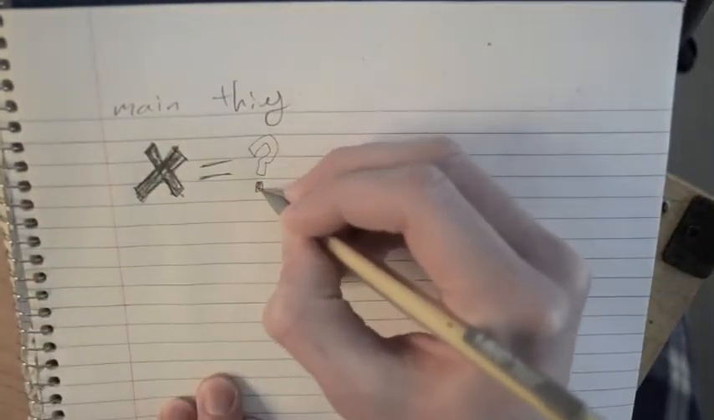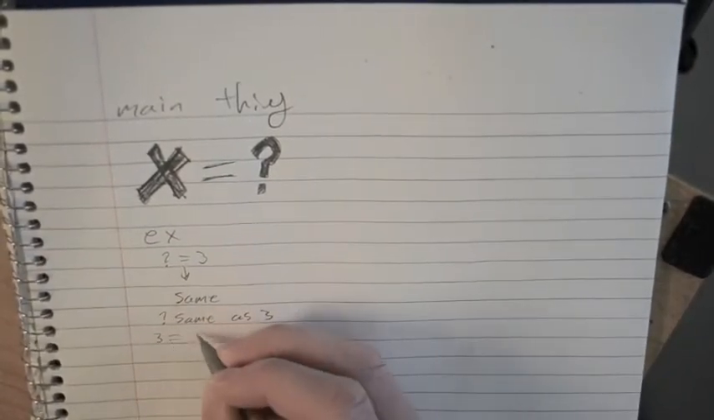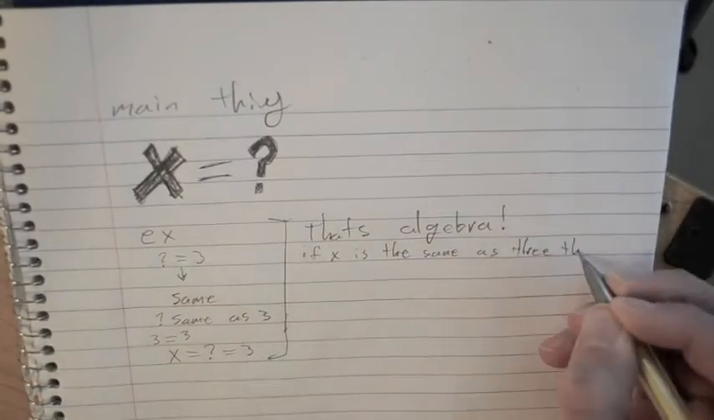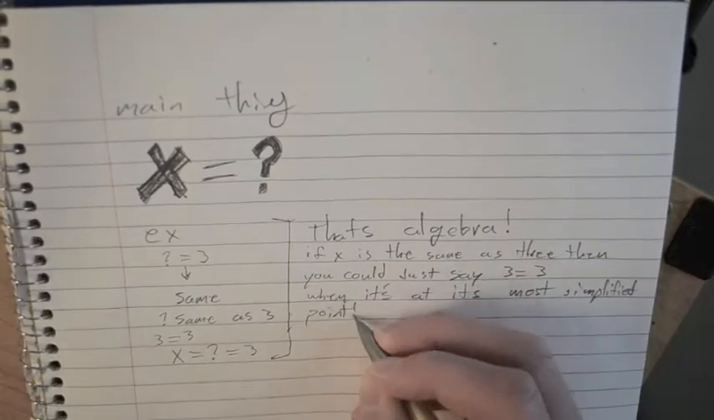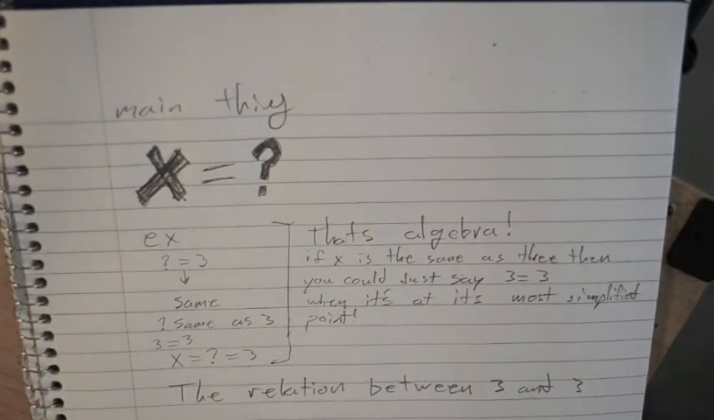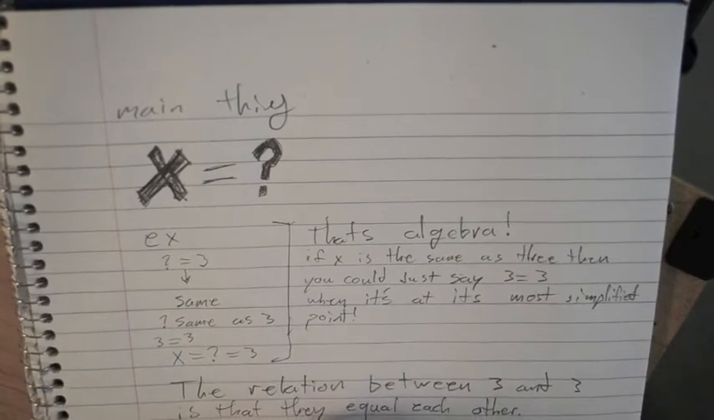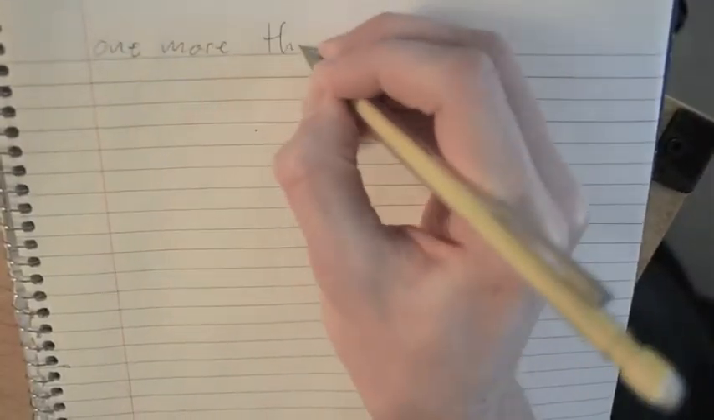The thing about these letters is we don't actually know what they mean, so they could mean anything. If x, for example, equals 3, and equals is the same thing as the same, then 3 equals x, therefore 3 equals 3, and it's the same thing. Therefore, we can find out what x is through these relations. That's basically algebra, finding out what x is. And the relation between 3 and x is that x equals 3. Bam, if you can understand that, then you can basically get through algebra.